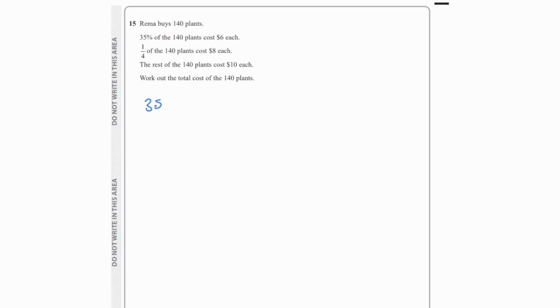So we'll do 35% of 140. So type into your calculator 0.35 multiplied by 140 to do that. It's going to give us the number of plants. Comes out at 49 plants.